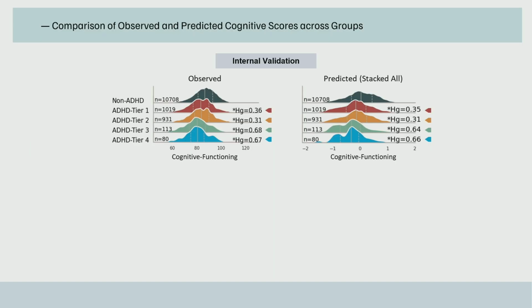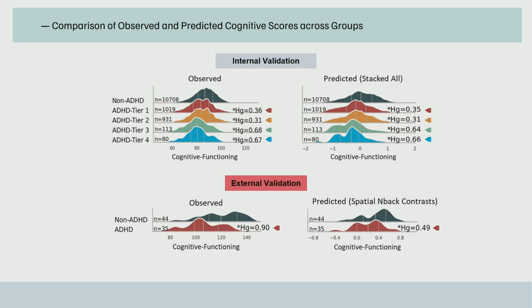Okay. So as for the results here, you can see that the distribution of predicted values that we got from our top performing model follows the same significant difference that we could see for the observed cognitive functioning scores. And also, if you look at the effect sizes, they are closely aligning with the ones that we see for the observed cognitive functioning scores. And in the external validation, we saw the same pattern of significant difference for both observed and predicted values. However, the effect size is much smaller, as you can see for the predicted ones.